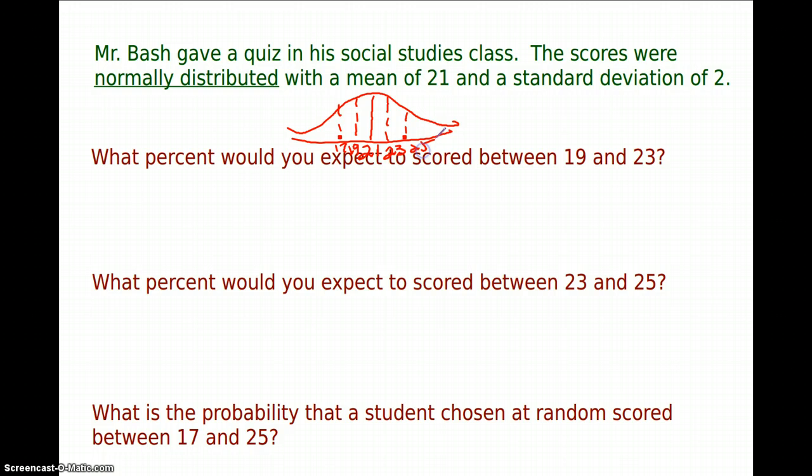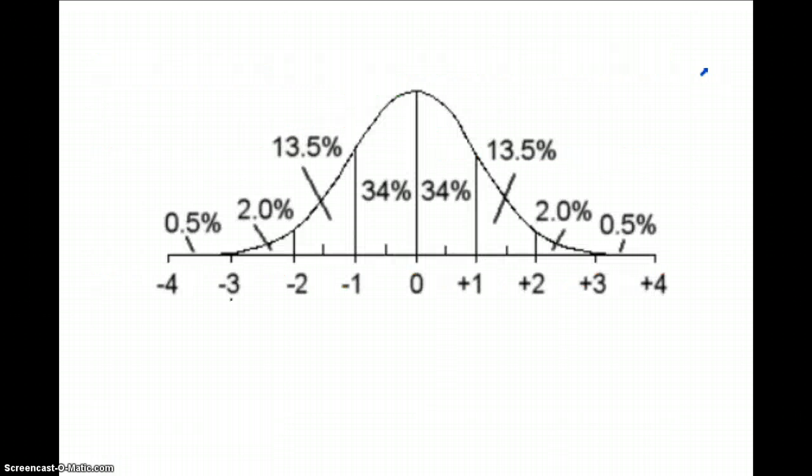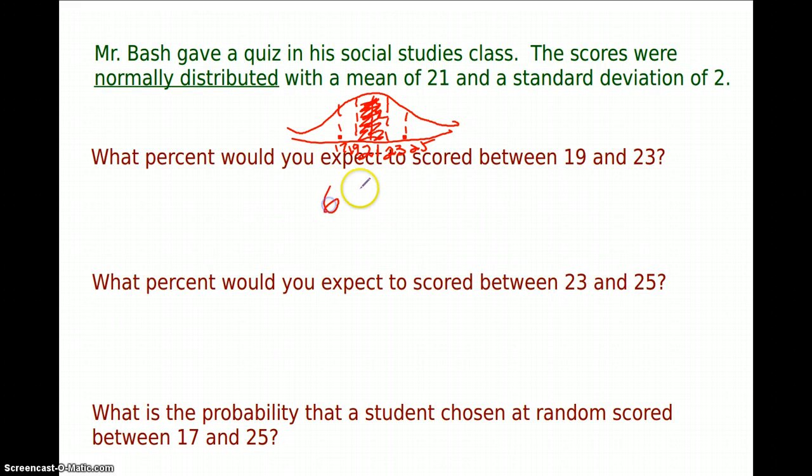Here would be 25. If it's asking what percent would you expect to score between 19 and 23, then we are looking at specifically the area of this portion of the graph. And if you remember from the previous, that is the same as this portion. It stops at this line and this line because these are both 1 standard deviation away. So we would be able to say, we believe 68% we would expect to score between these two values.